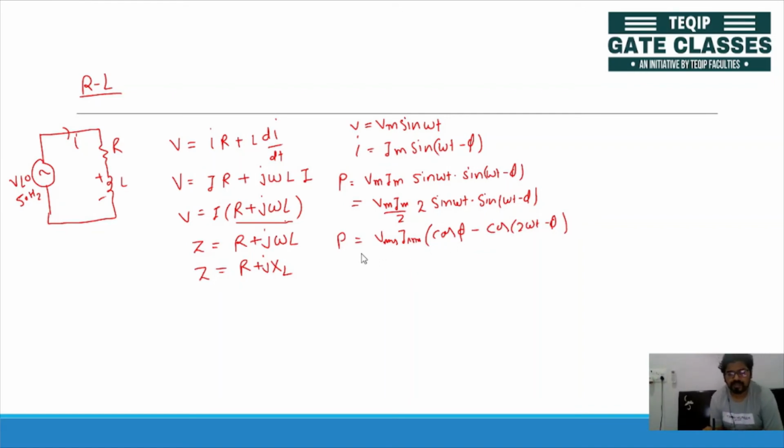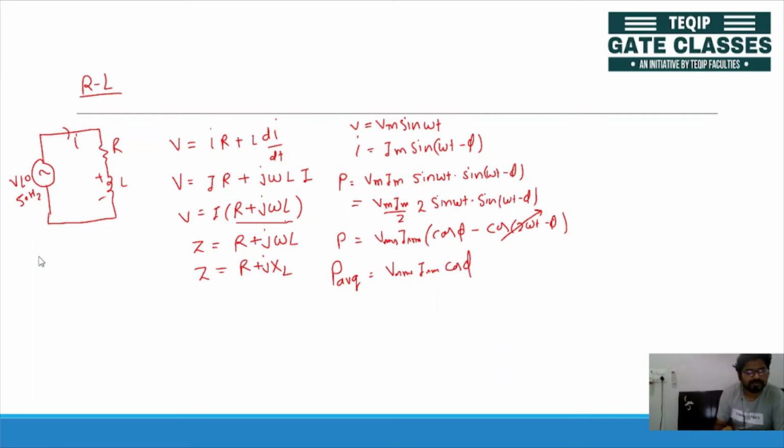Okay. So now if you are taking the integration, you are taking the average value. So your P average will be what? If you are taking the average of this cos 2 omega t, it will again come to 0. If you integrate this 2 omega t for a period, this will again be 0, and your P average will be only Vrms Irms cos phi. Okay, so here is your P average.